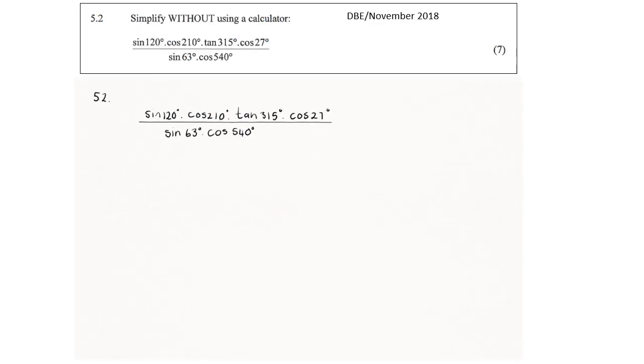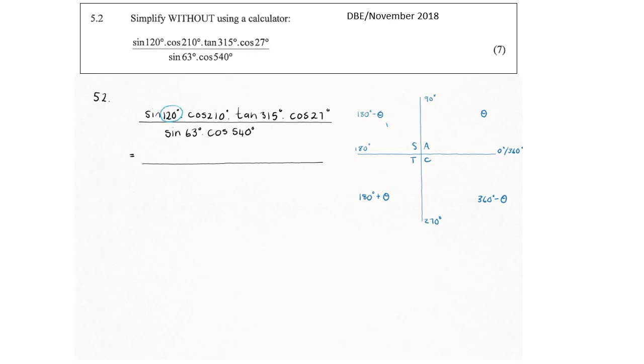In the next question, we have to simplify the given fraction without using a calculator. And that means that we are going to make use of the Gauss diagram together with reduction formulas and special angles. So let's draw the Gauss diagram, and then we start by looking at sine of 120 degrees. 120 degrees is in the second quadrant. So we are going to rewrite 120 as 180 degrees minus 60 degrees.